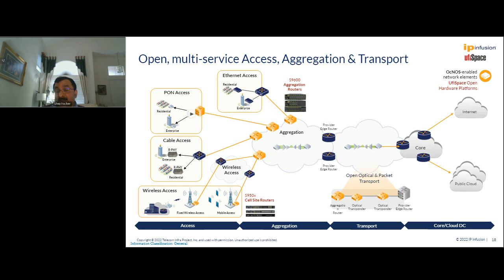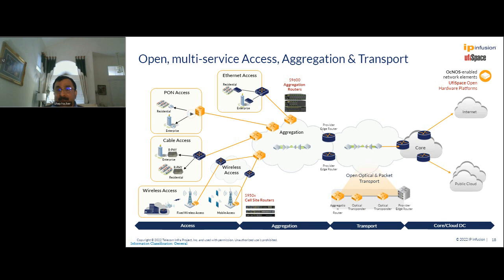Now, with that comes complexity. So as a network administrator, you start thinking, how do I bring all these elements together and take advantage of all these innovations? Hardware is one aspect of it. I'll talk about the software aspect. Now that I've laid out what a multi-service access, aggregation and transport network looks like, let me go down to address what are the things that you really need.